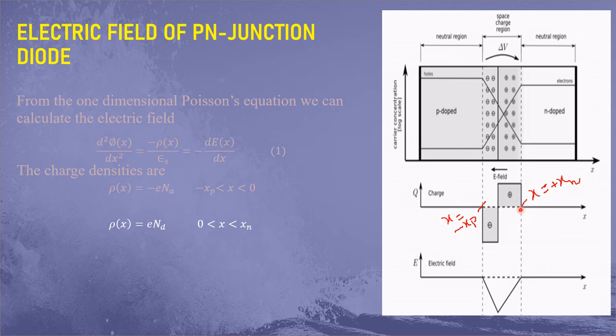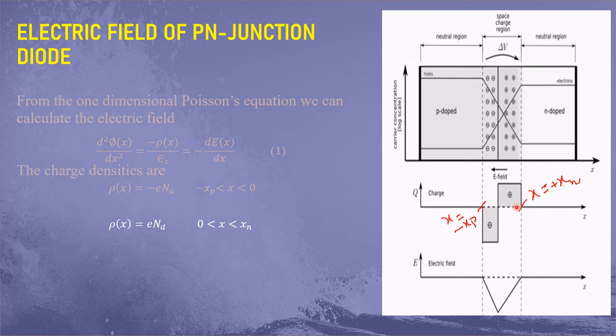And this is the limitation. The lower limit is 0 and the upper limit is xn. So the positive charge density is assumed in this region 0 to xn, and the negative charge density, that is minus ENA, is assumed in this region 0 to minus xp.